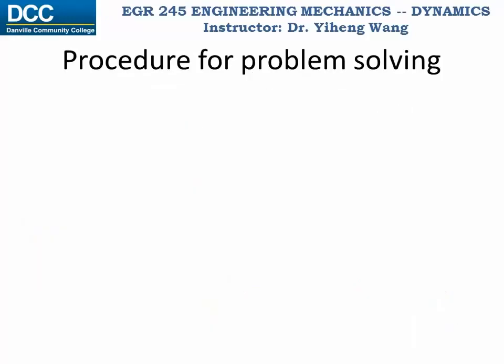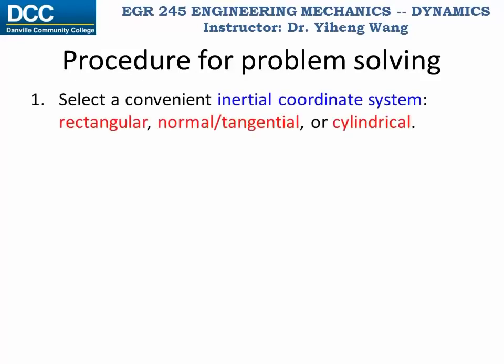So here is the general procedure for solving particle kinetic problems using the equation of motion. First, just like solving problems in the course of statics, we need to set up a convenient inertial coordinate system. It could be rectangular, normal, tangential, or cylindrical, depending on different situations. However, the coordinate system must be inertial, which means that it itself must be in equilibrium.